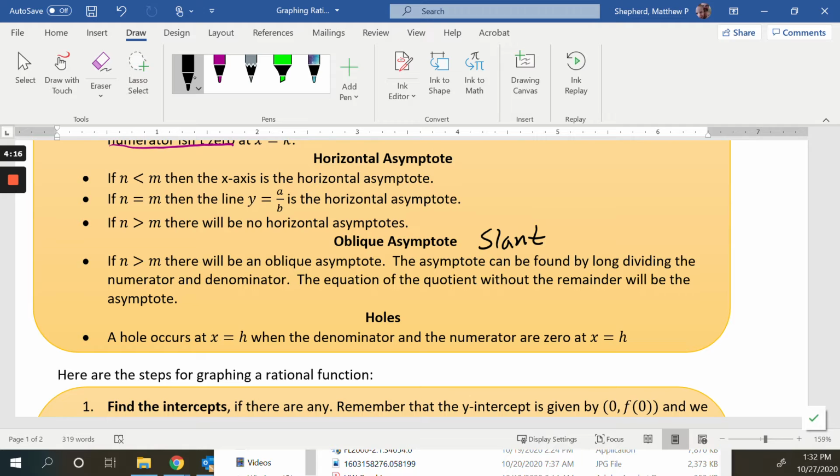Next, we're going to have holes. Holes are where the denominator and the numerator are 0 at the same place. So when x will create a 0 both in the numerator and the denominator at the same time, that creates a hole.